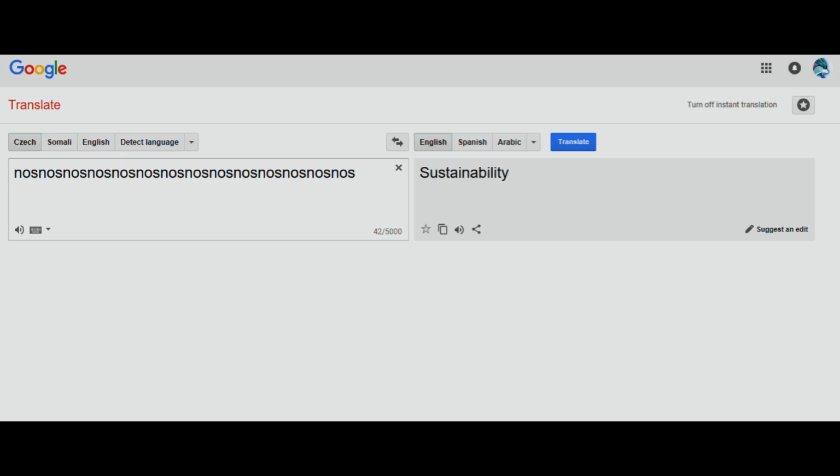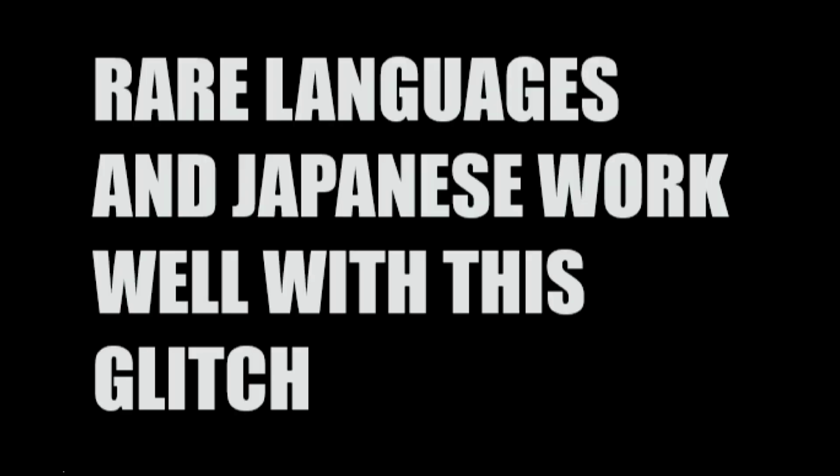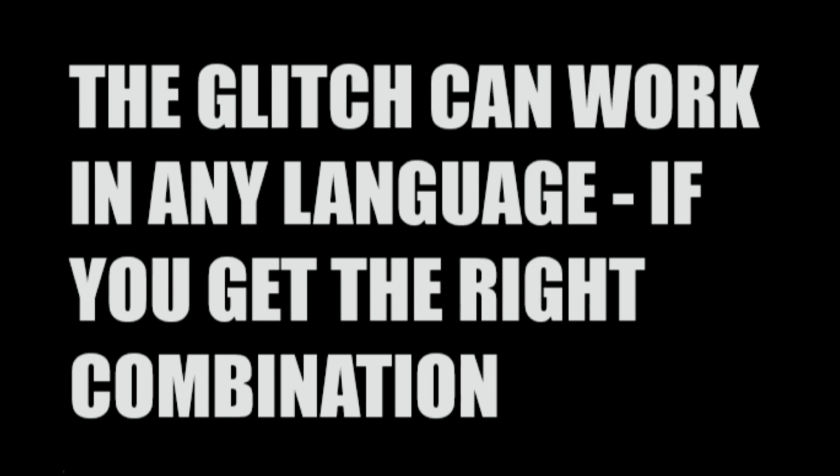Some smaller languages, less common languages spoken by fewer people, seem to work better with the glitch, and Japanese, and that's important. I'll come back to why that's important later. It can work in any language. I haven't proven it, but it seems to work in most languages. I've got it to work in really popular languages like Chinese, Spanish and Portuguese. I don't know if it works in English. I suppose I could have tried that by doing it into Spanish, but I couldn't be bothered, basically. But it seems to work in basically any language, which is important. I'll come back to that later.